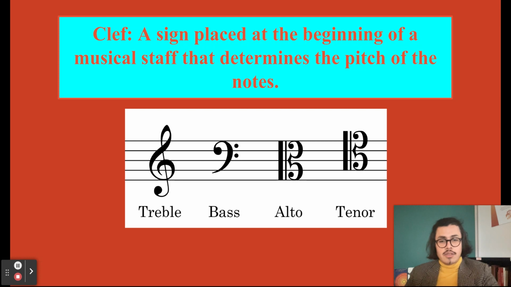There are four clefs that we covered in the last video. The third and fourth clefs are really the same one, but it moves around. And depending on where you place it, can be named differently, such as the alto or tenor. The treble and bass clef are the ones that we're going to concern ourselves with the most because they're the most widely used.